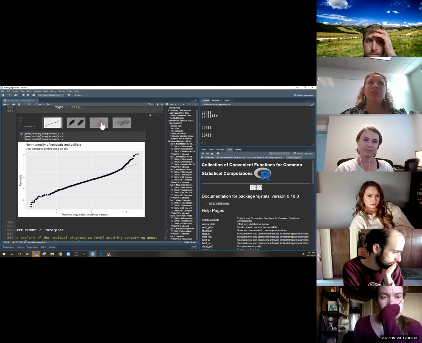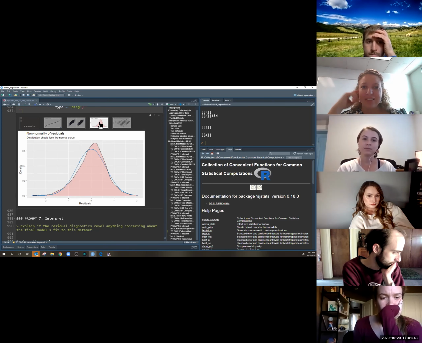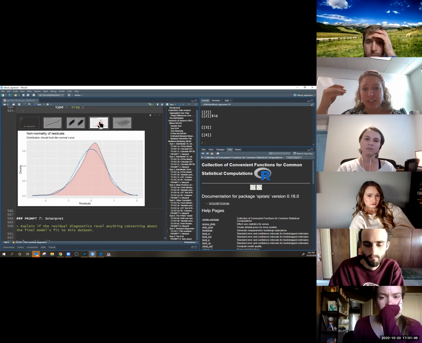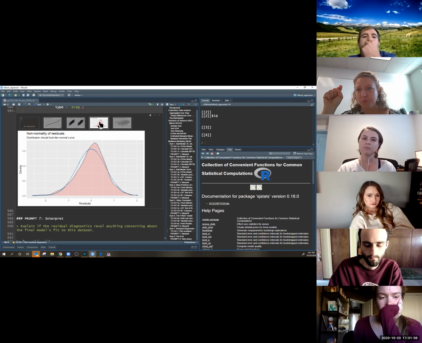So I like to pair this one with looking at the histogram. Is this perfectly normal? It's not perfectly normal, but you're never going to get perfectly normal, especially with multi-level. But is it normal-ish? If you look at this one, I think most people are a little bit more comfortable making a call on this density histogram-ish plot.